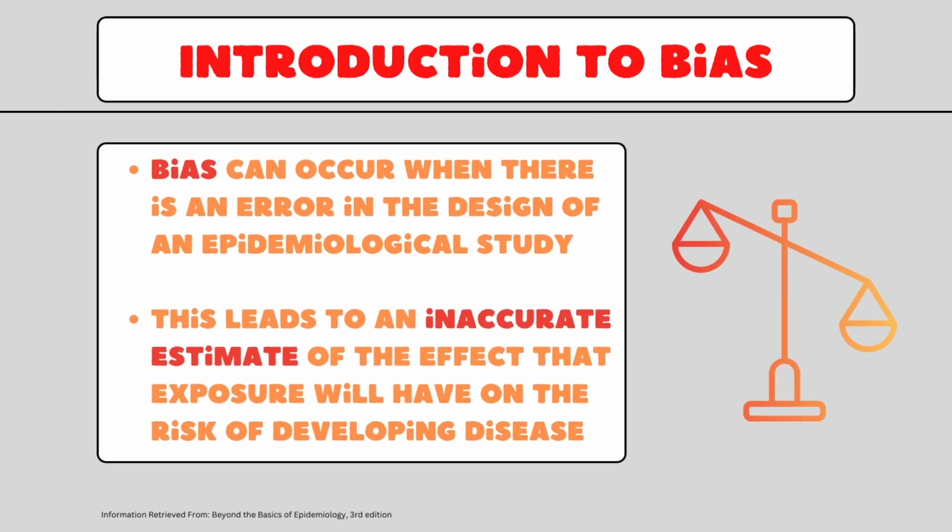Now, let's talk about bias and the potential for it occurring in epidemiological research. Basically, bias only happens when there is some sort of error in the design of a study. Bias is arguably almost inevitable. However, there are some preventative measures that can be taken in order to reduce the amount of bias in a study. When bias is present, it can lead to an inaccurate estimate of the effect that exposures can have on the risk of developing disease, which will in turn make your study significantly less accurate.